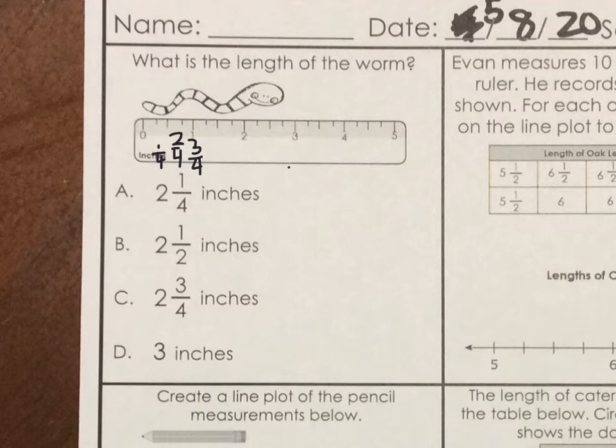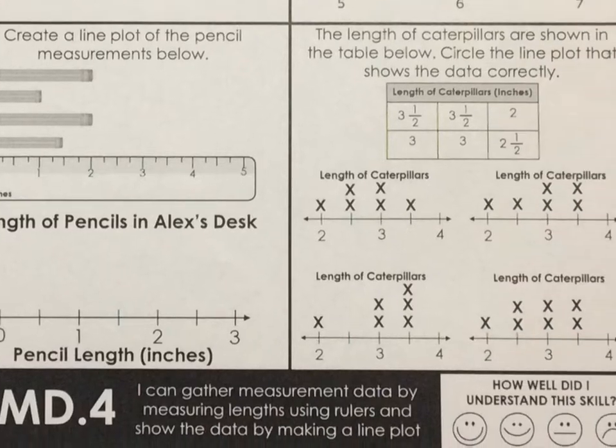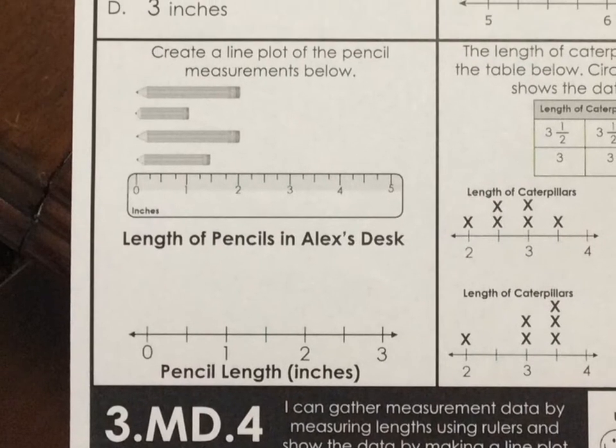Okay, let's go on to the next one. Here, it says that you need to create a line plot with the pencil measurements below. Okay, so you have 1, 2, 3, 4 pencils here, right? And so you have to make a little mark, like a little X, like they do over here. You want to make it look like this. So just little X's for each length, okay?